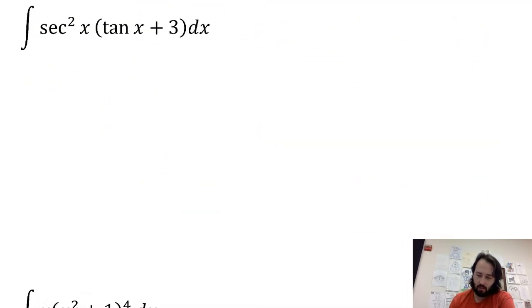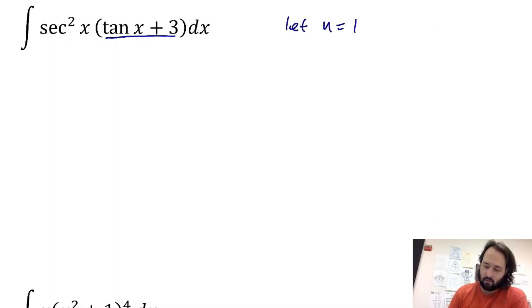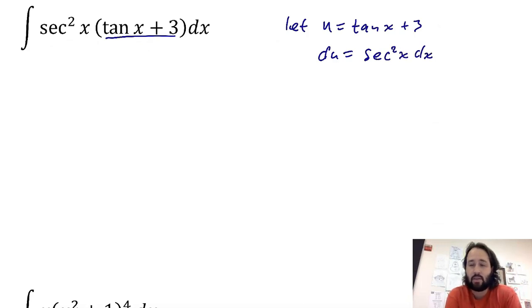Okay. So this one, again, you can multiply out that secant squared if you want to and do different things. But what I would do is take my u to be tangent x plus 3. So I'm going to say off to the side, let u equal tangent of x plus 3. And you do need to let the reader know what you are using as your u and show them what you are going to be substituting as your du. Right? Because du is secant squared of x dx, u is tangent of x plus 3.